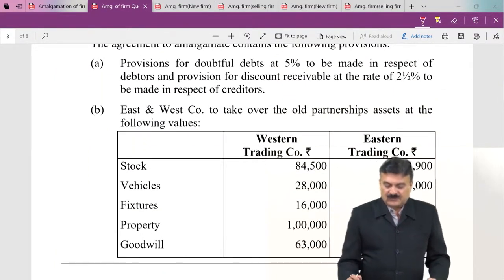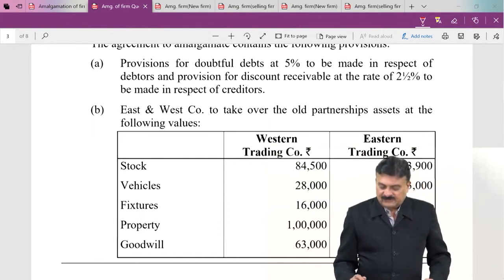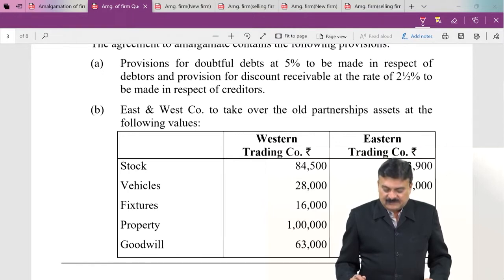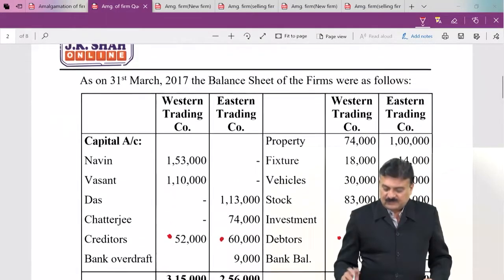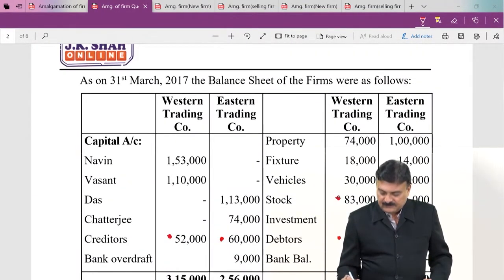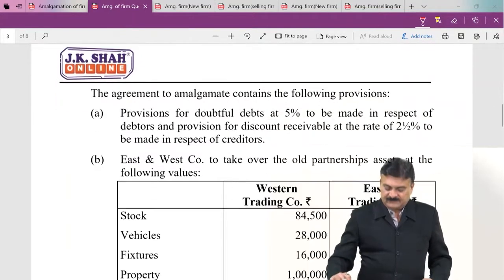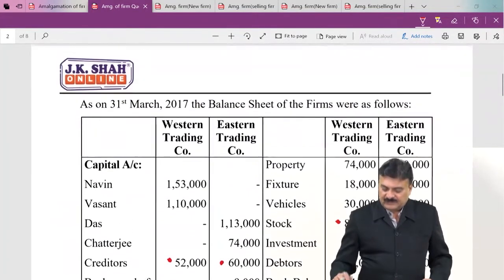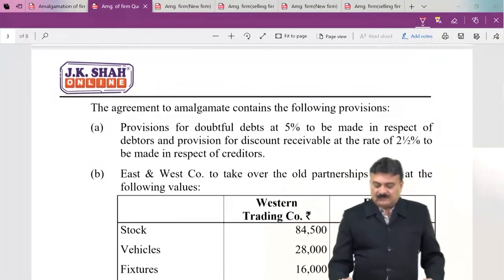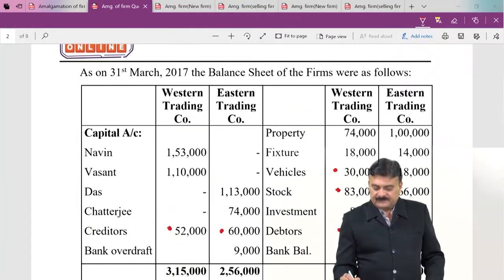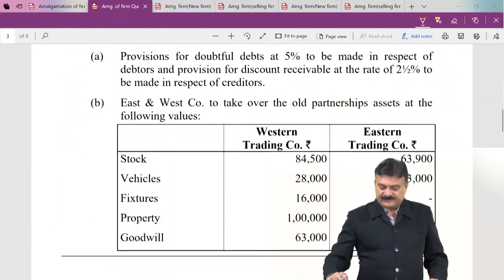East and West Company to take over the old partnership assets at following values: stock, vehicle, fixtures and property. See, stock of both firms are taken over, so tick mark on both. Next, vehicles also of both firms are taken over, tick mark on both. Fixture only of Western Trading Company, that means fixtures of Eastern is not taken over, so cross mark.